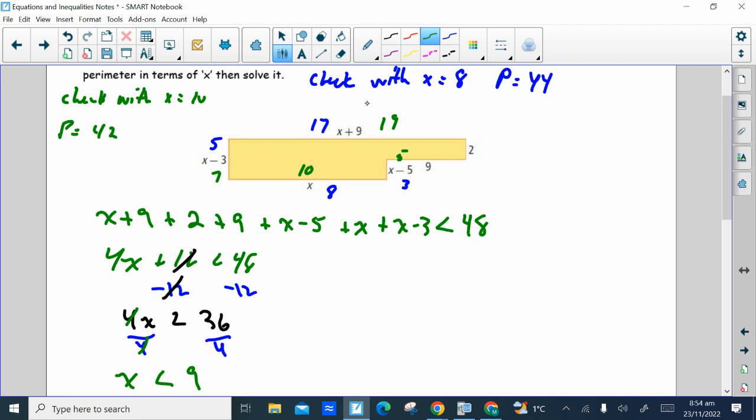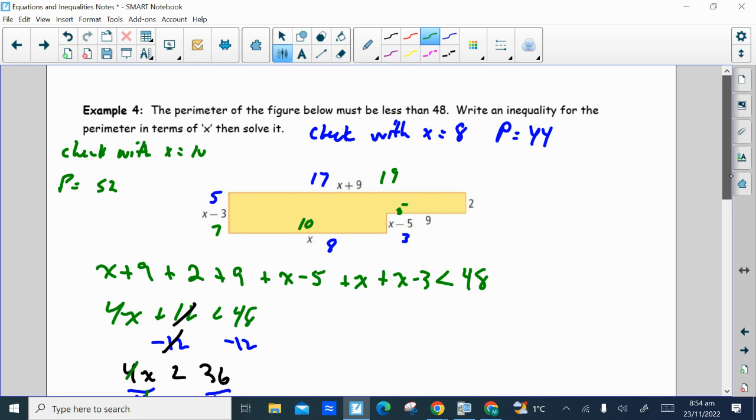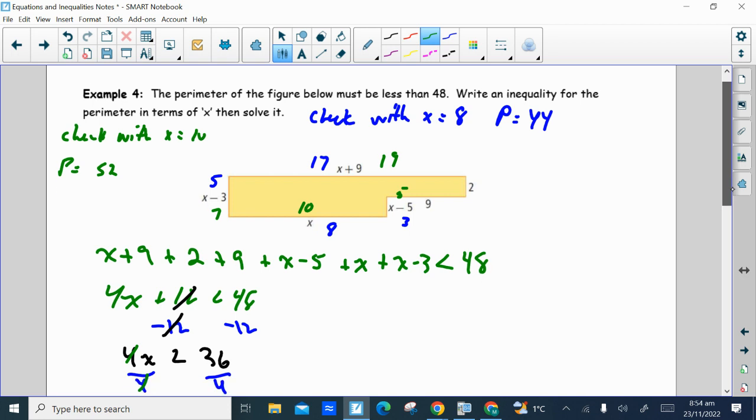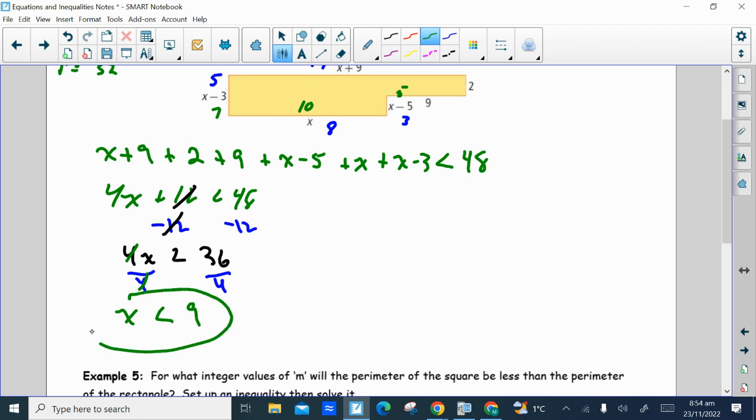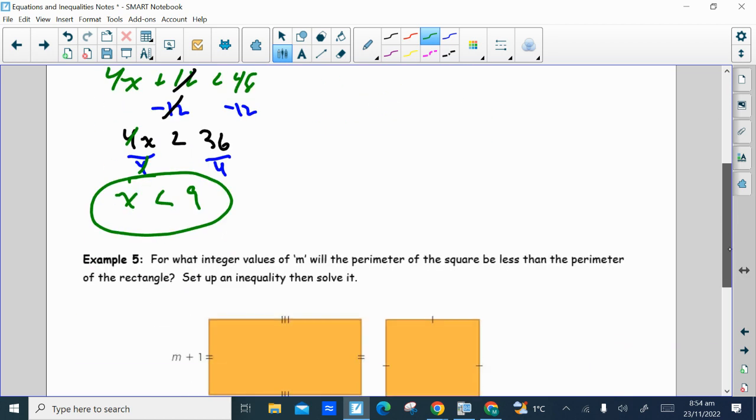No, that's not right. Let me try that again. 19 and 2 is 21. Plus 5 is 26. Well, I missed the 9. So 19 and 2 is 21. Plus 9 is 30. This will be 35, 45, 52. That's better. That should be 52. Which is not less than 48. It's greater than 48. So again, our inequality, our solution is correct. We've shown that any number less than 9 would work.